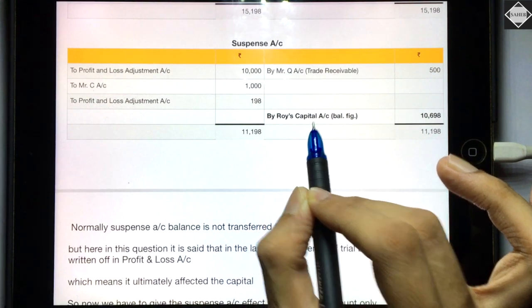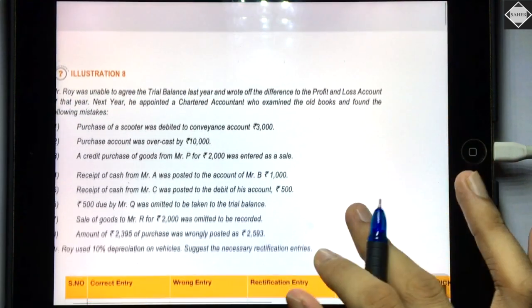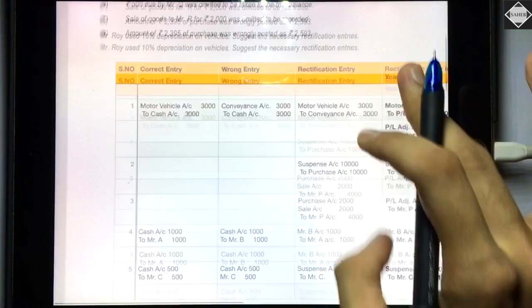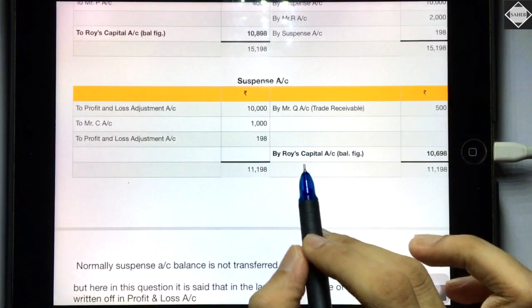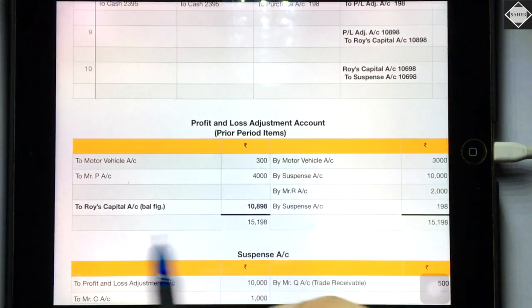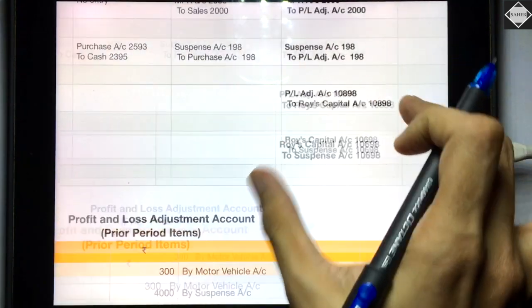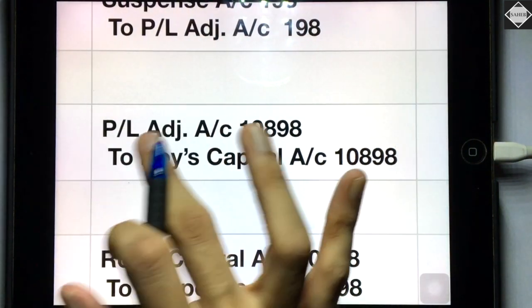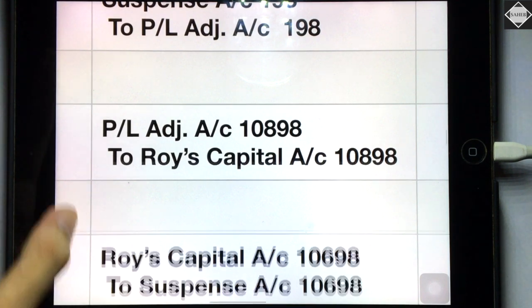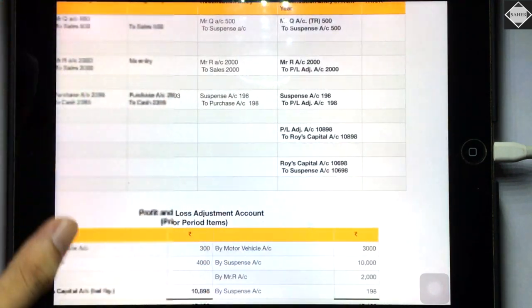This is just a special case in this question, because of that transfer, because they wrote off the difference to the profit and loss account. Only because of this, in the suspense account we are transferring the balance to Roy's capital. Otherwise we don't do this. But in the profit and loss adjustment account, it's always like this. Always this has to hit where? The profit and loss adjustment account will always close in the capital account. But with the suspense account, it's not like this. We'll leave the closing balance.